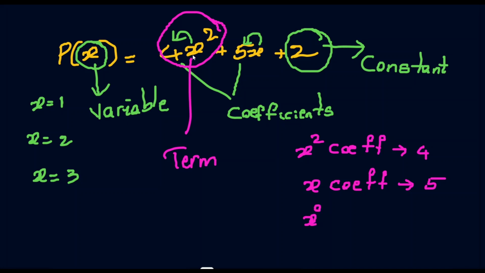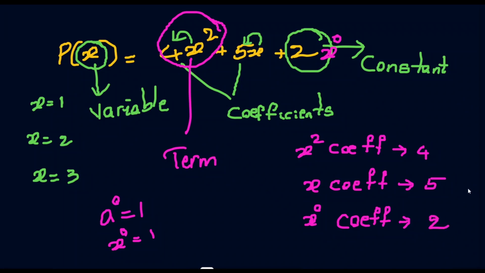Now, the x power 0 coefficient. Do we have anything like x power 0? No, right? We cannot see that. But what did I say? Anything power 0 is equal to 1. So a power 0 is equal to 1, x power 0 is equal to 1. So since I don't have any x variable term here, can I write x power 0? Even though I write x power 0 here, this last term value doesn't change. So what is the x power 0 coefficient? It is nothing but 2, right?